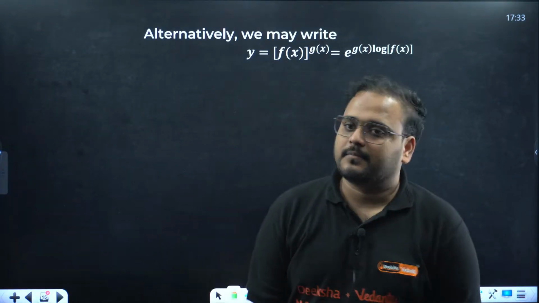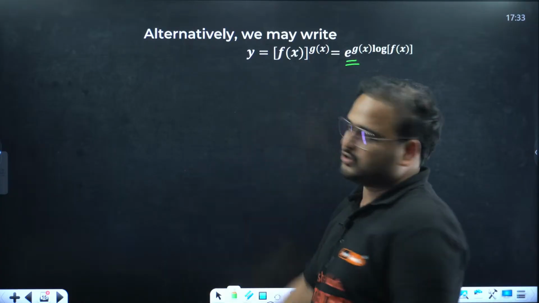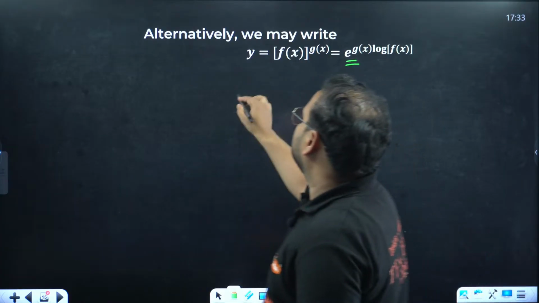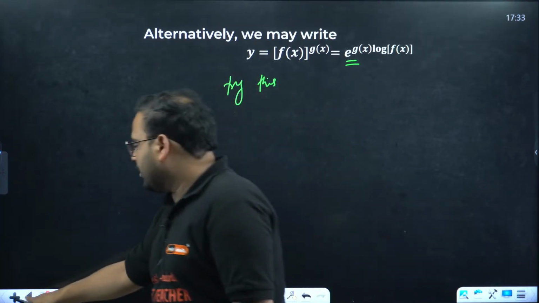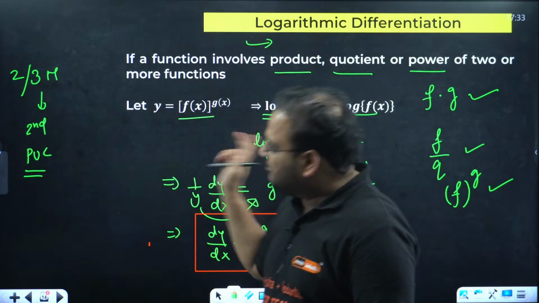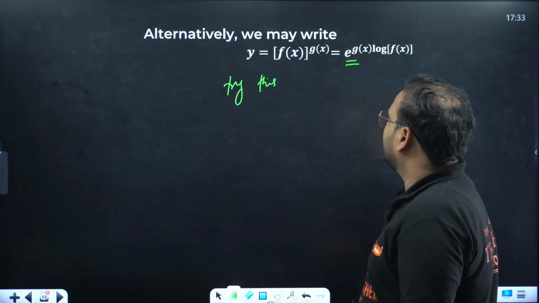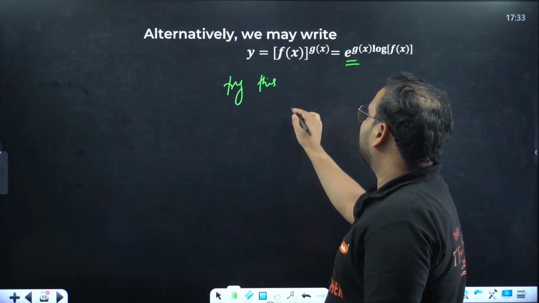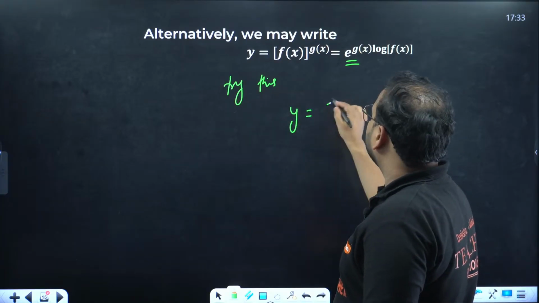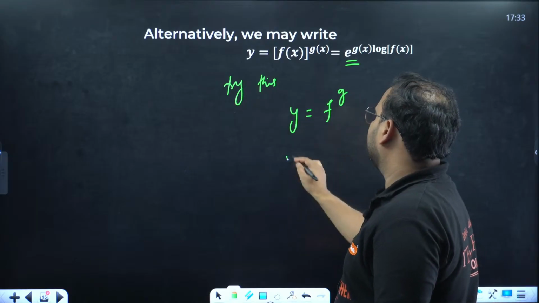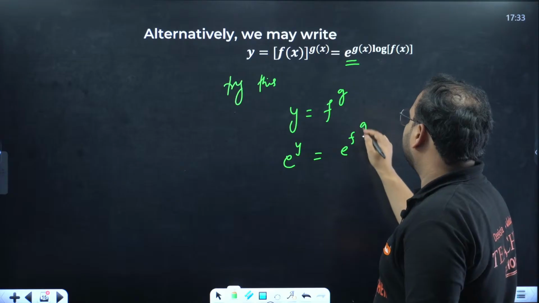Okay. Next. Sometimes we can also have the same approach with the help of the exponential function. Try this out, you all try this out. The previous result that we got by taking log on both sides, you can get the same result by taking the exponential function on both sides. What we're going to do? If I have y equal to f power g, take e on both sides, you'll have e power f power g.